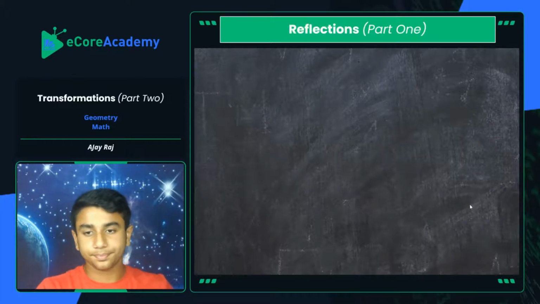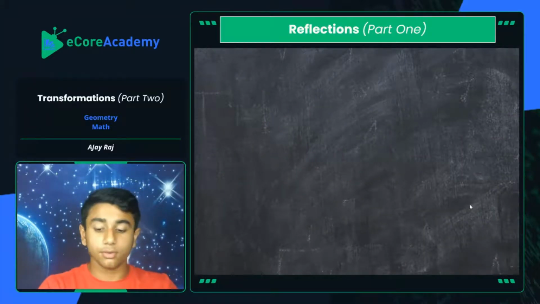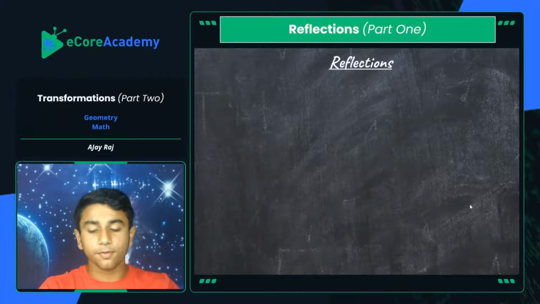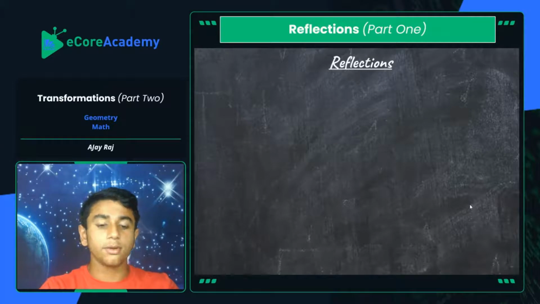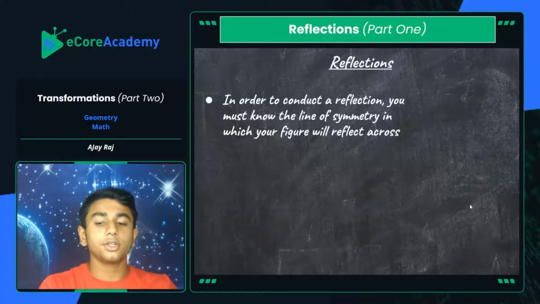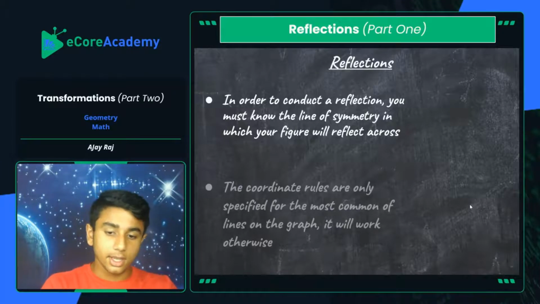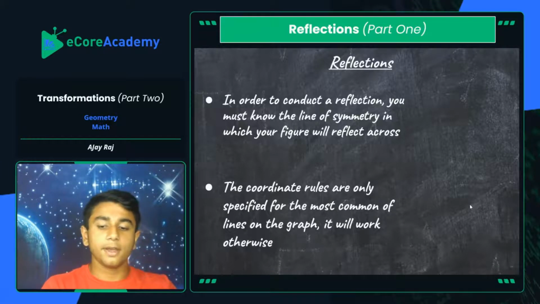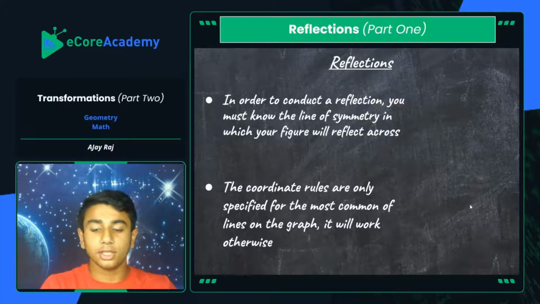Now we're moving on to reflections, number 2 of 3 for our rigid motion transformations. This is our part 1. So what are reflections, and what properties of reflections do we need to actually carry out this process? In order to conduct a reflection, you must know the line of symmetry which your figure will reflect across, and the coordinate rules are only specified for the most common of lines on the graph. It will work otherwise, even if you don't have that, unlike rotation.